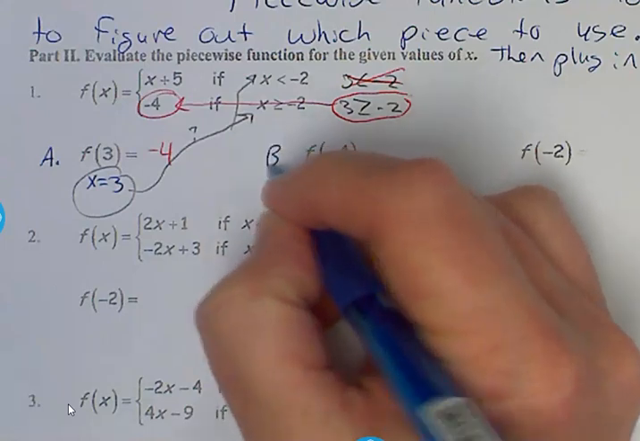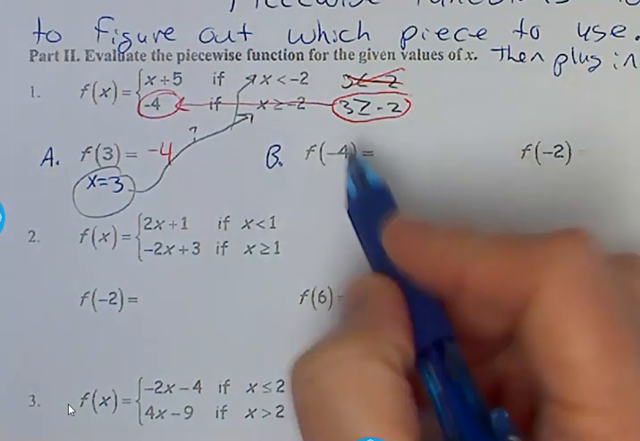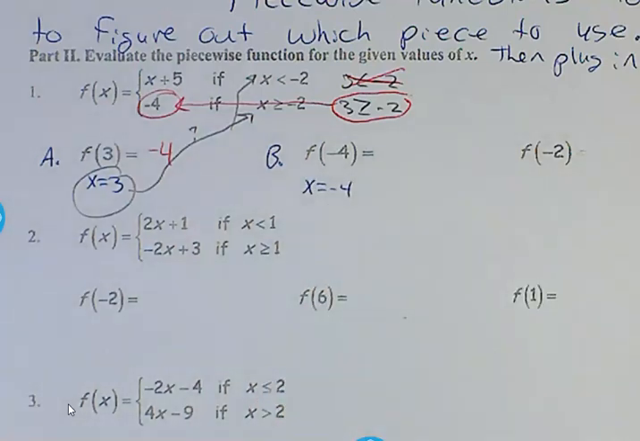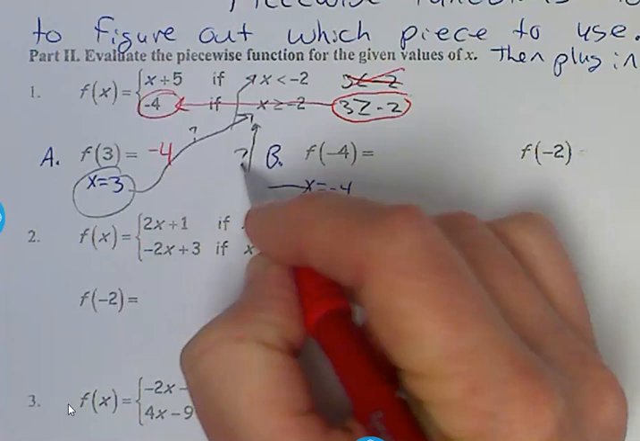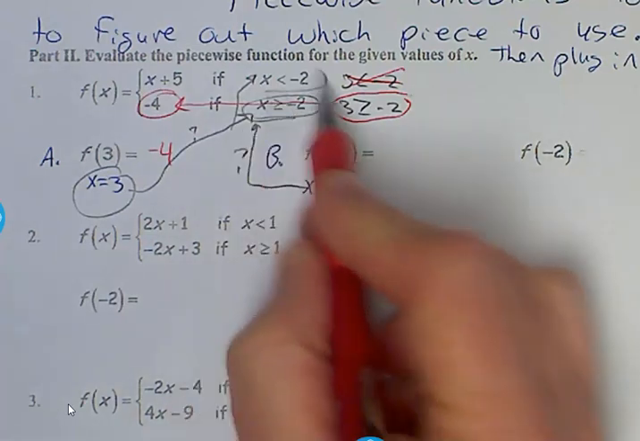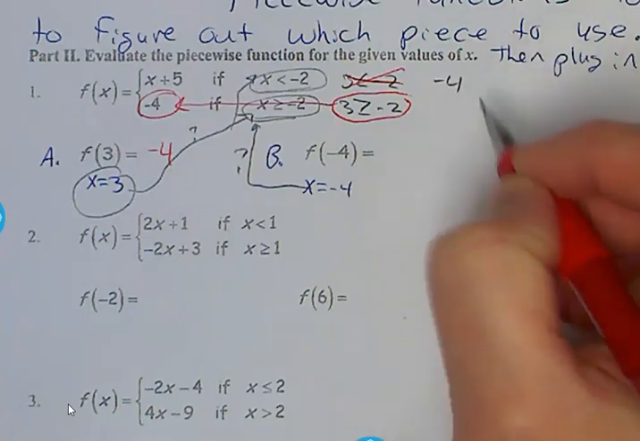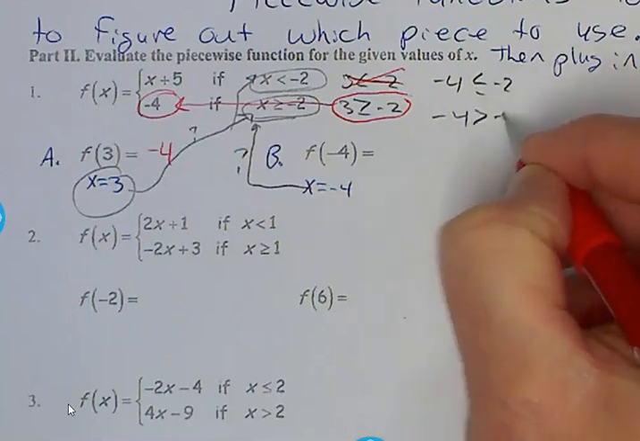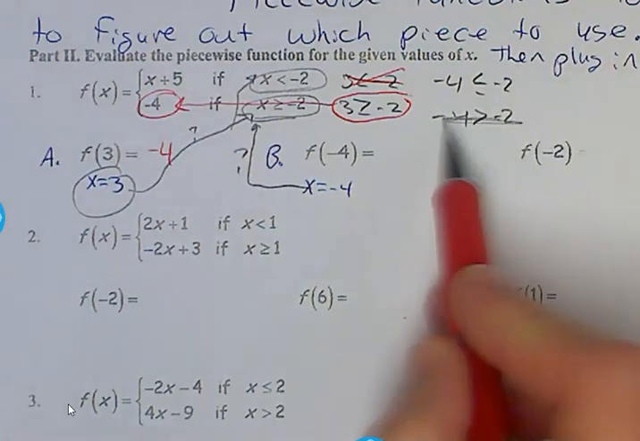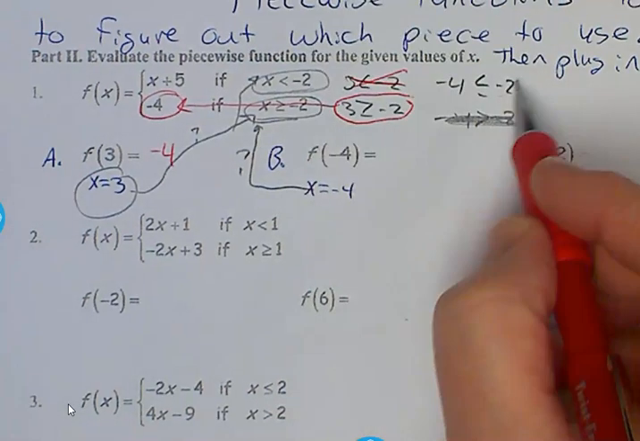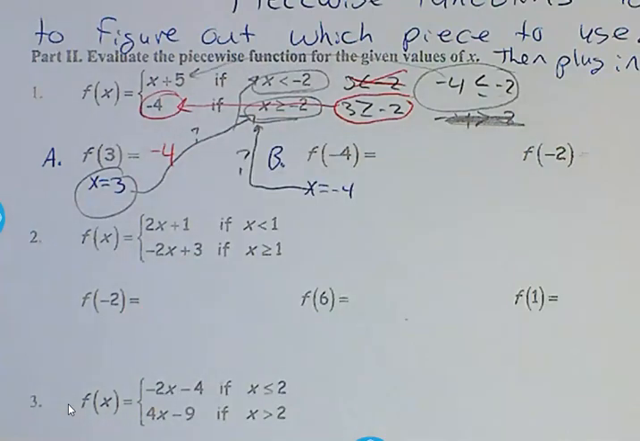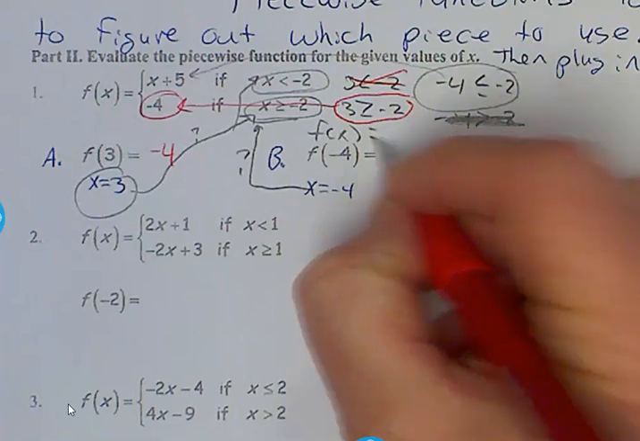If this is part B, basically the same thing again. Now they're telling you to find f of negative 4. That means you're using the x value of negative 4. So if the x is negative 4, where does it fit? Does it fit in this part or that part? So is negative 4 less than or equal to negative 2, or is negative 4 greater than negative 2? Well, it's not greater than, so it fits here. So since that one fits here, that means you've got to use this equation. So now we're going to use f of x equals x plus 5.